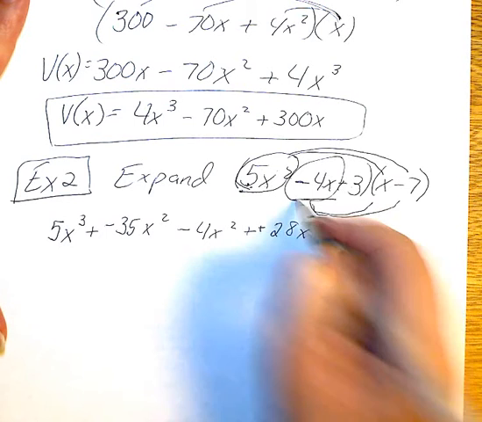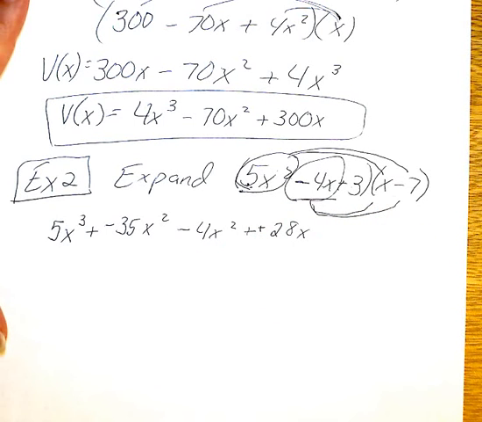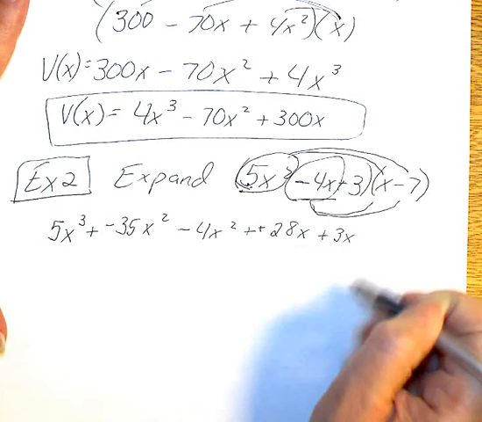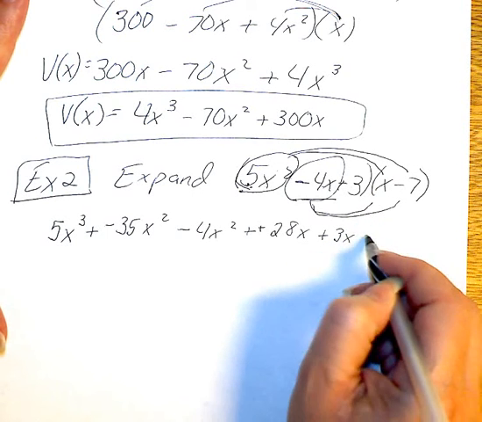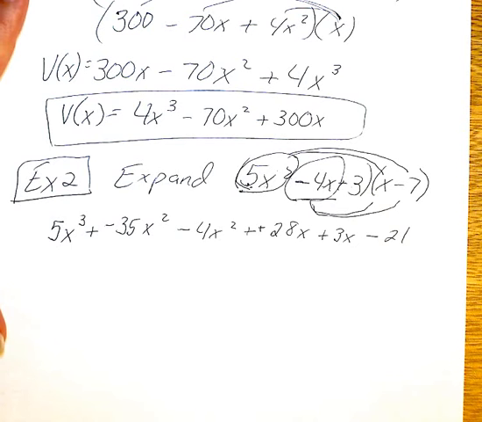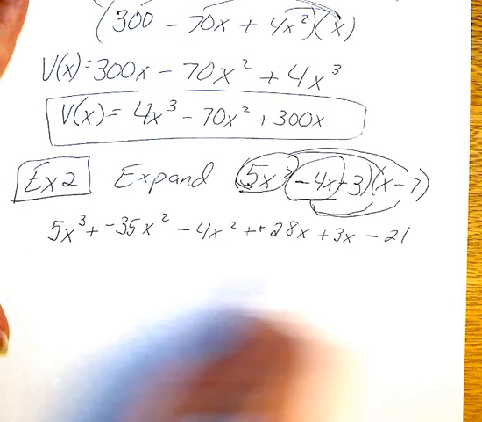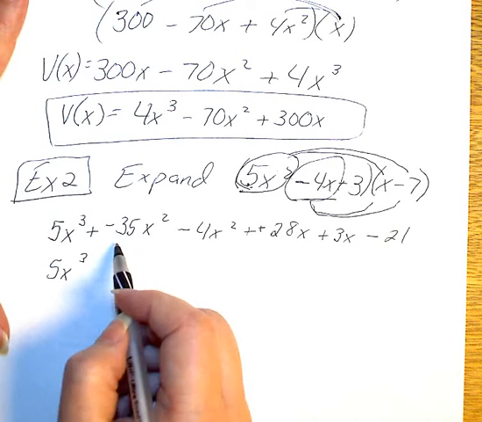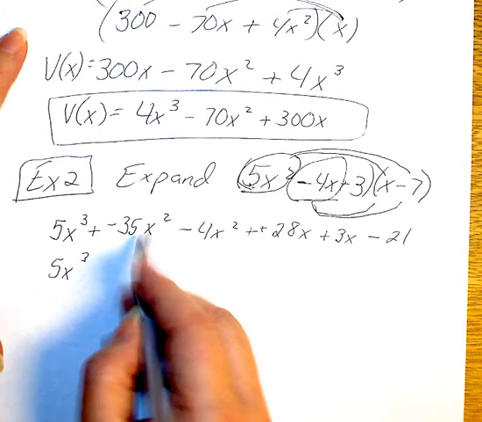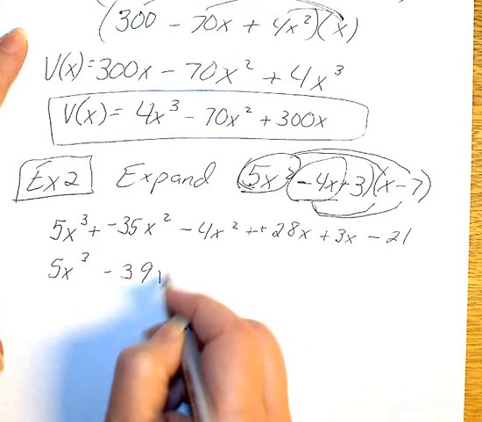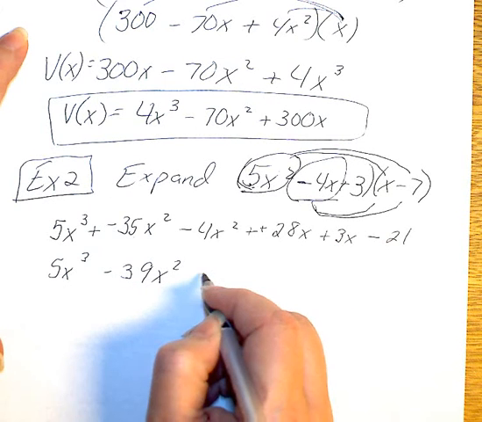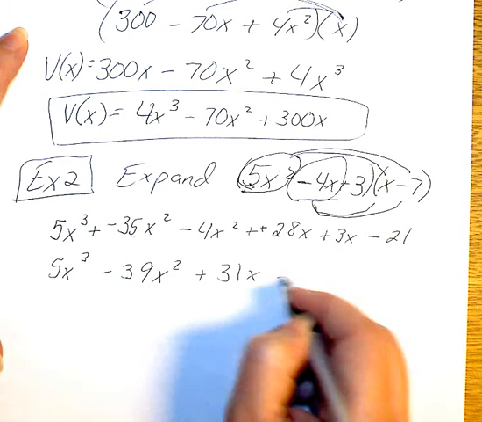And then my negative 4x is done, because I have both of those. And then my last term is what? 3. So I'm going 3 times x gives me 3x. And 3 times negative 7 is a negative 21. Combine like terms. I have 5x cubed. And I have negative 39x squared. 28 and 3 gives me my 31x minus 21.